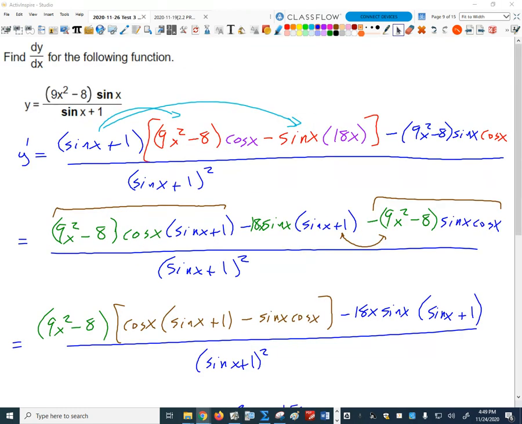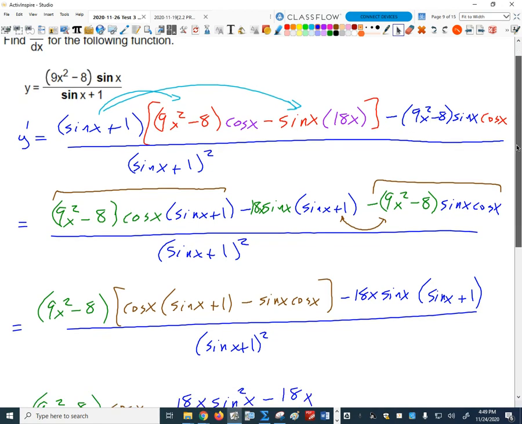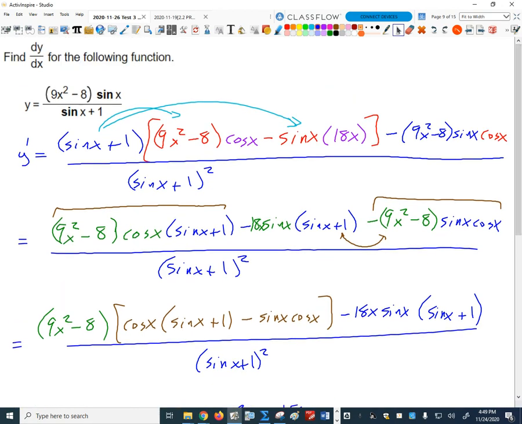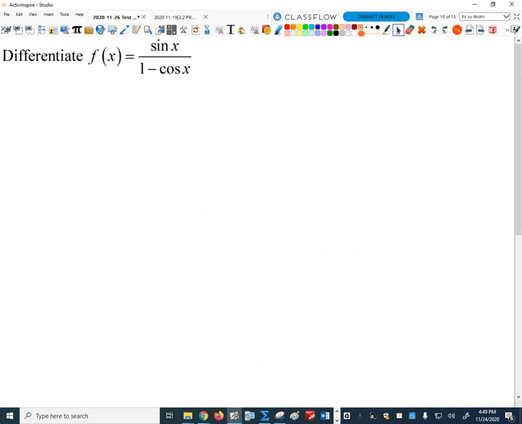All right, I'm back. So yeah, we're done with that guy. That all looks good. Moving on here. Okay, differentiate this function. So this is a quotient rule function involving some sines and cosines.